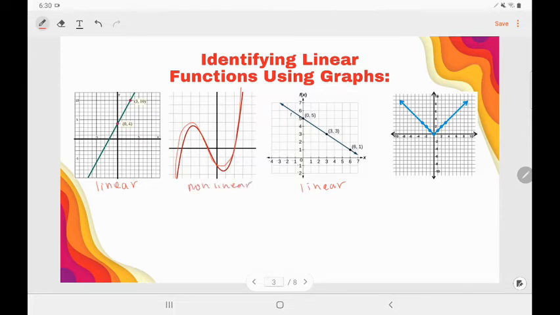Now the last one on here always trips people up because they say it's straight. There's two straight lines on here. It must be linear. Remember, there cannot be any turns or curves at all. It has to be constantly increasing or constantly decreasing. And this graph is decreasing and then increasing. So non-linear.